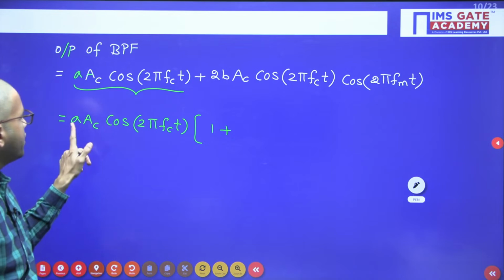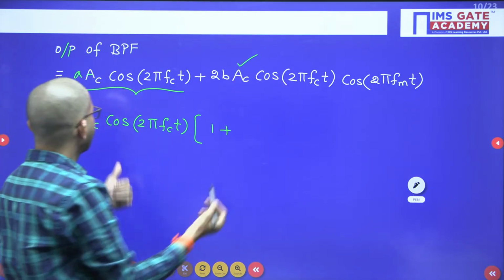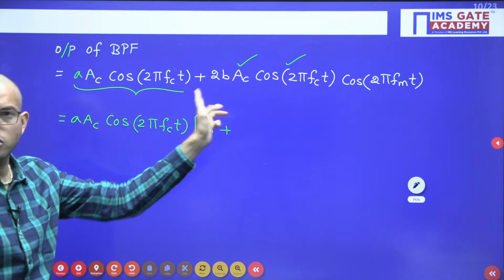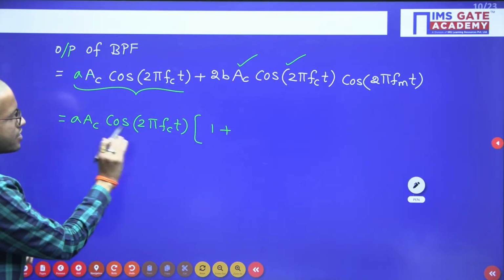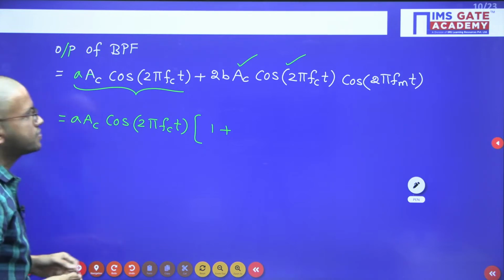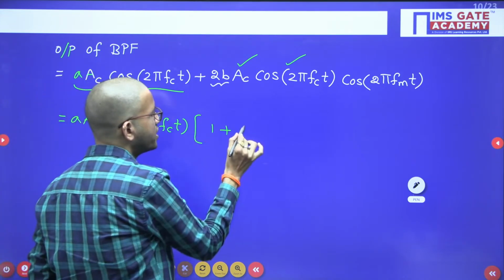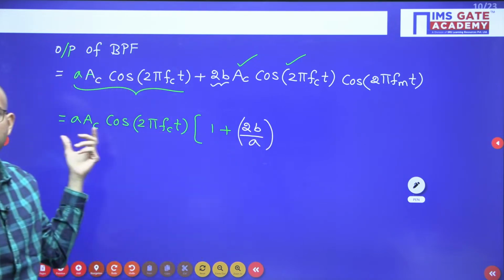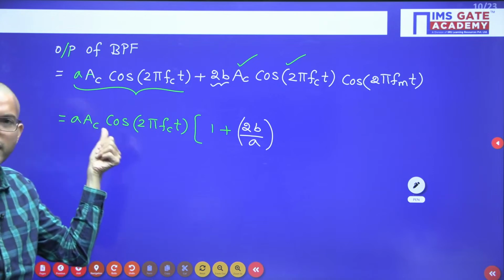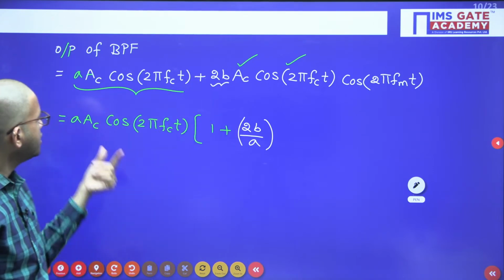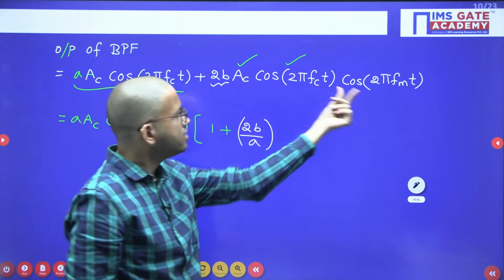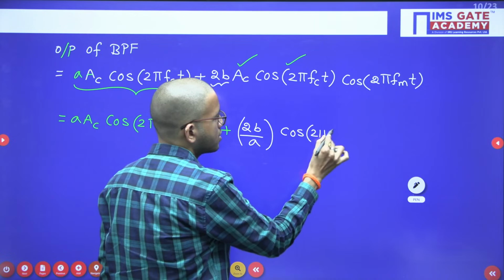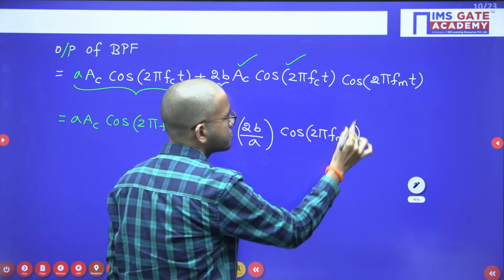Now here AC I have taken common, then cos 2 pi FCT I have taken common, and then you are having 2B cos 2 pi FMT. So AC cos 2 pi FCT is there, but A is not there. That means here this 2B I am copying as it is, and in the denominator I am writing A. Now multiply both, A and A will get cancelled, 2B we are getting, and then AC cos 2 pi FCT, and then you are having cos 2 pi FM into T.